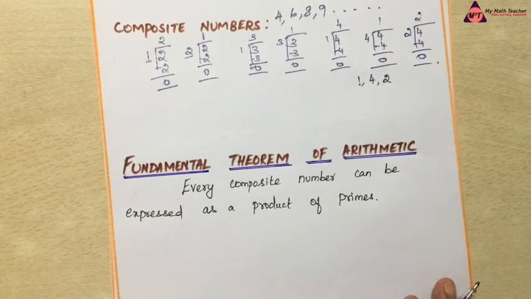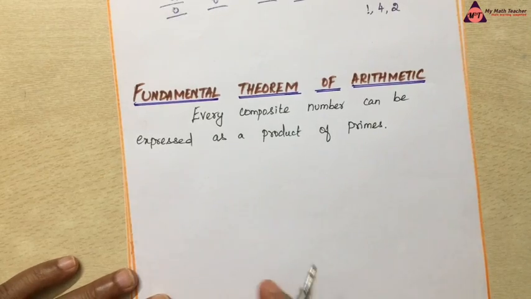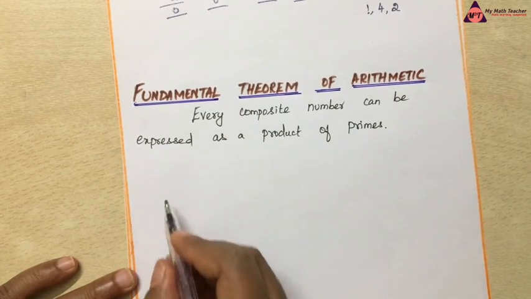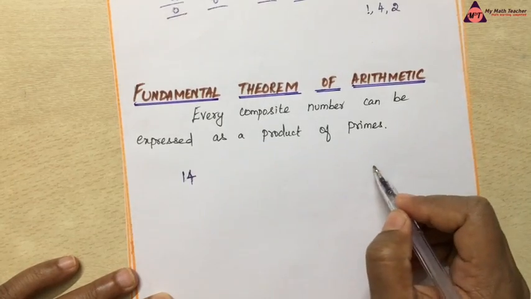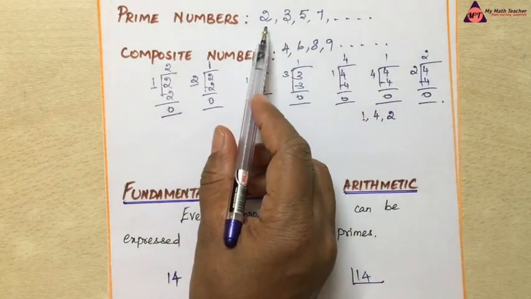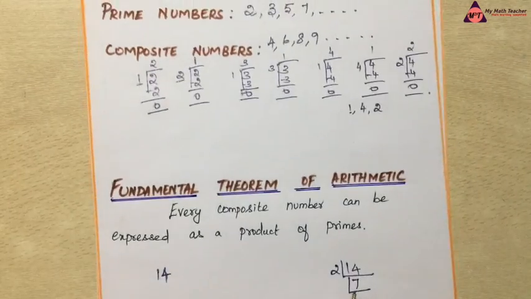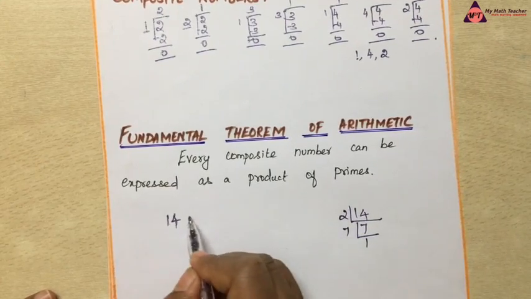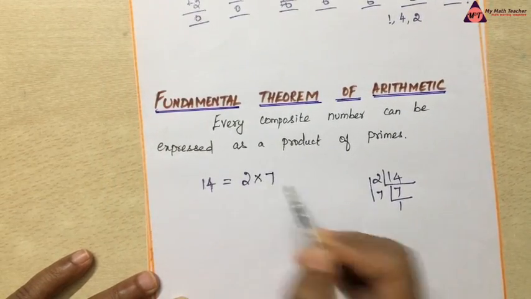Now, let us move on to the next topic, that is the fundamental theorem of arithmetic. Here, every composite number can be expressed as a product of primes. So, for example, let us take the number 14. 14 can be divided by a prime number. So, let us start from 2. 2 we can divide. Then divide by 7, because you can't divide by 3 and 5. So, 7 is the number. Now you can see 14 can be written as 2 multiplied by 7.